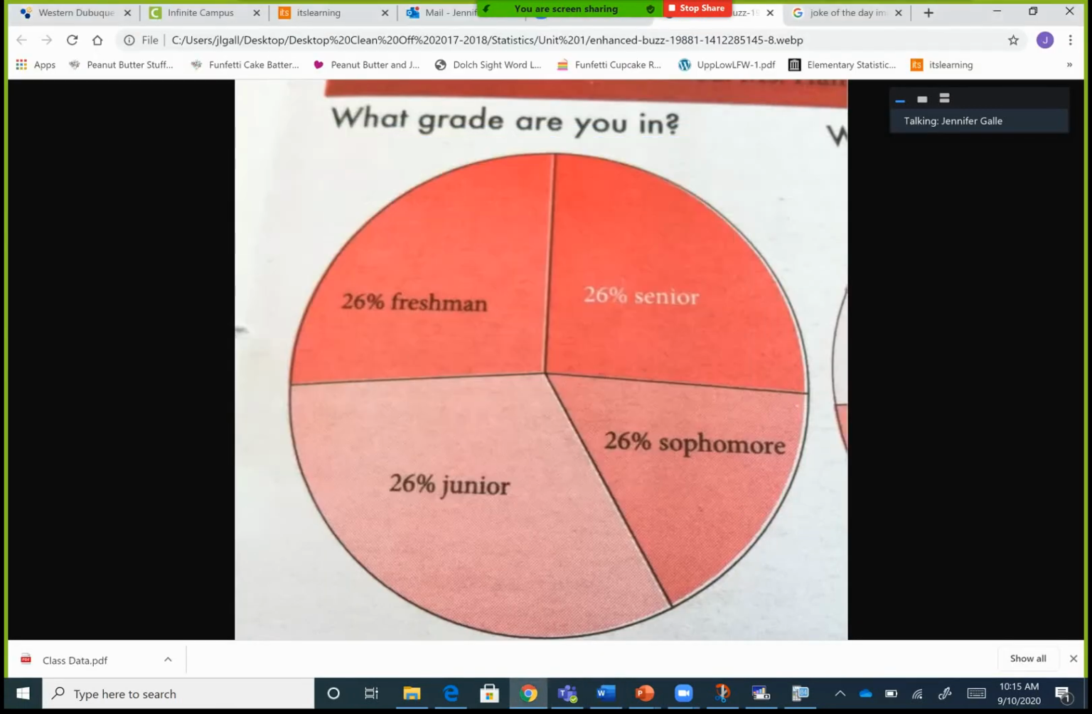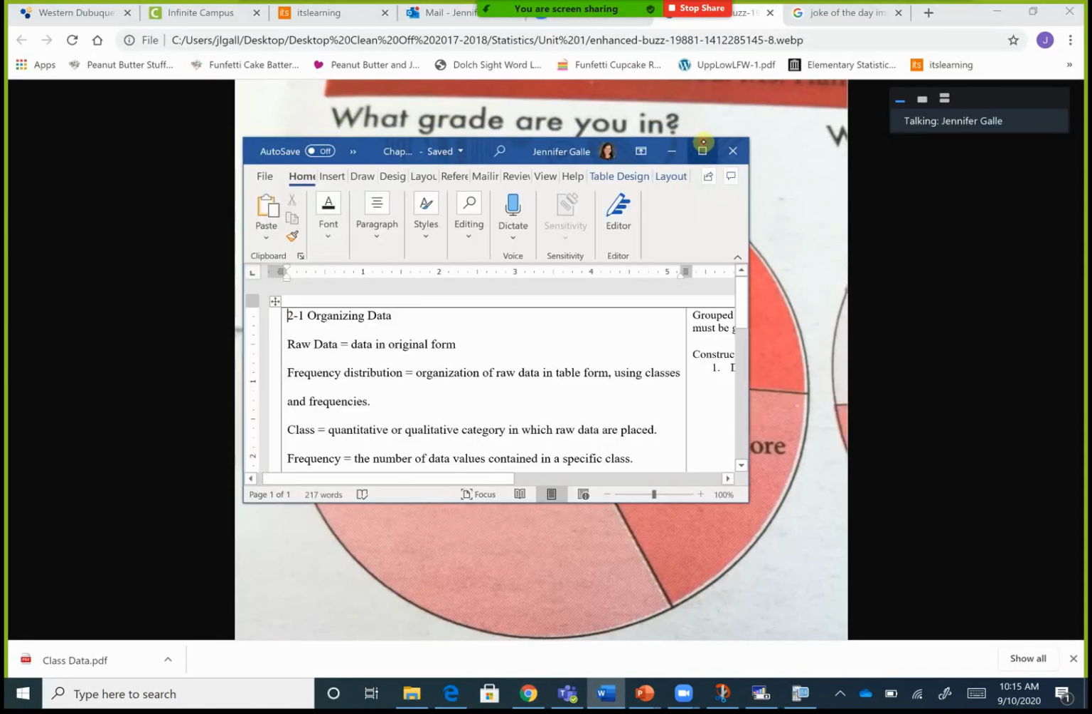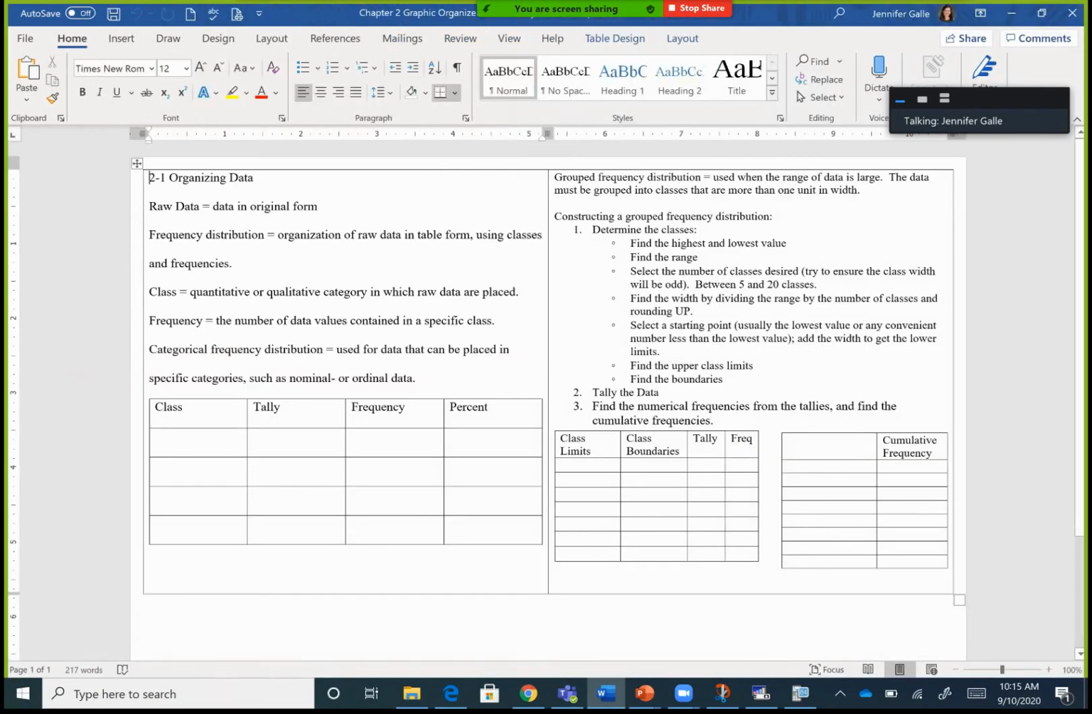Today, we're not going to be creating any graphs. Today, if my computer wants to cooperate, there we go. Today, we're going to be focusing on the actual organizing of our data. Then the rest of this chapter, we focus on the actual graphical representation.